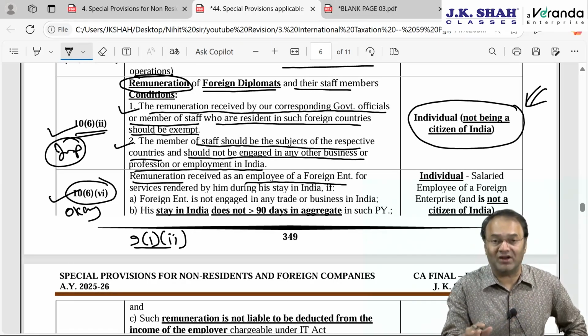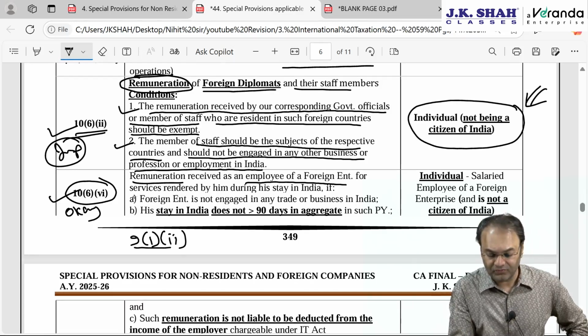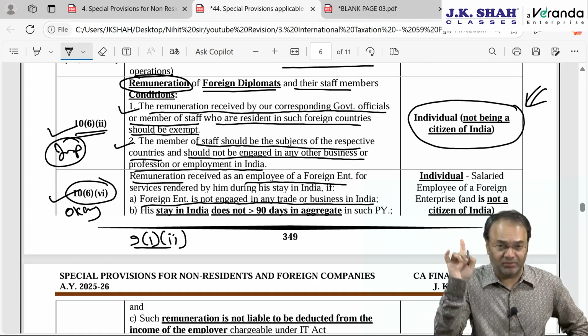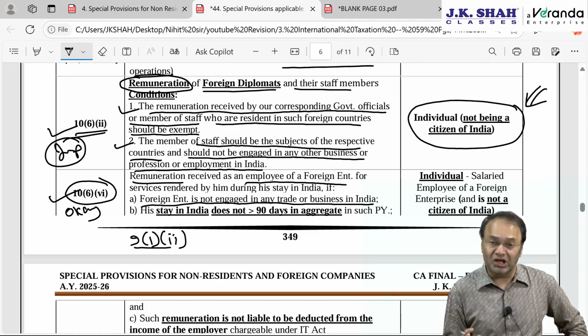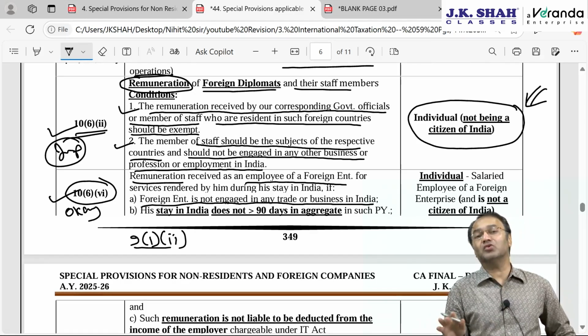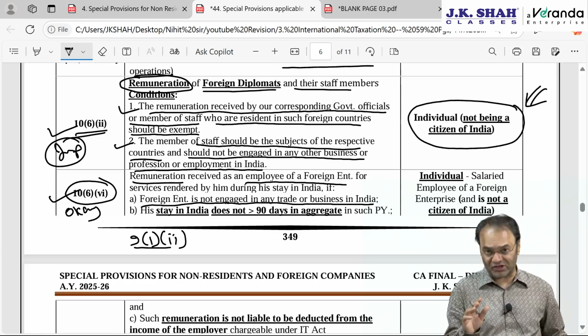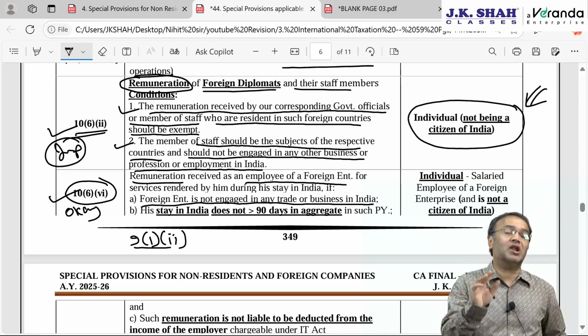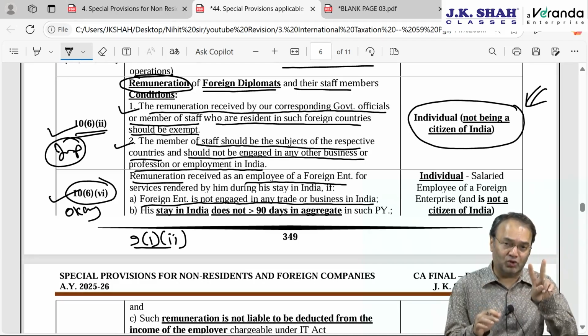The Indian government should have a right to charge tax, but we will not charge tax to him, provided the foreign enterprise is not engaged in any trade or business in India. That means Suzuki Motors should not be engaged in any trade or business in India. Is Suzuki Motors engaged? Answer: no. Suzuki Motors, a foreign company, is not engaged in any business or profession in India. Suzuki Motors has a tie-up with Maruti Suzuki, with Maruti Udyog.